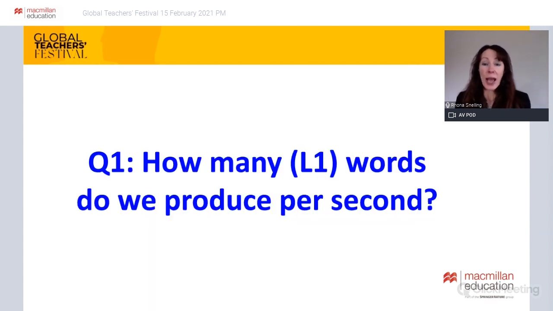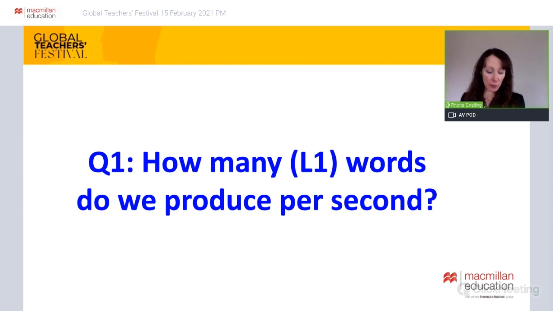Question 1, how many L1 words do we produce per second? So in your first language, how many words do we produce per second? Have a guess. 2 to 3 is the first guess. 5, 7, 3, 20. That's a lot of words. 4, 3, 1, 100. 2 to 3, a few words. So I think most of you are maybe between 2 and 5. Is that right? I think so.